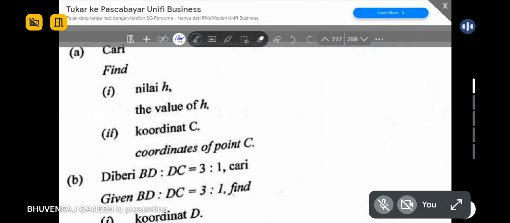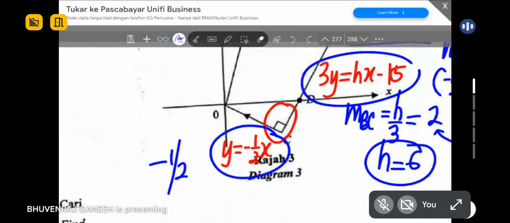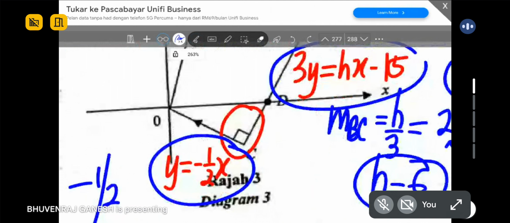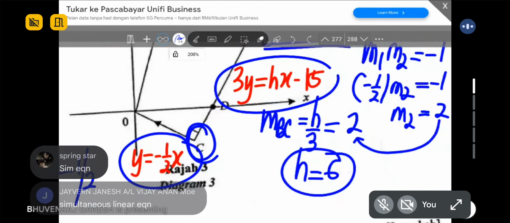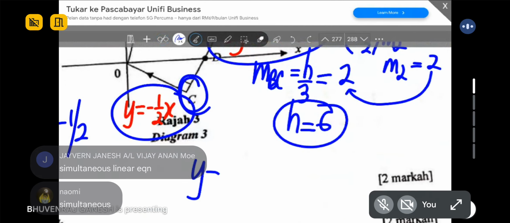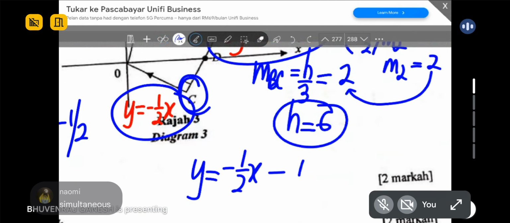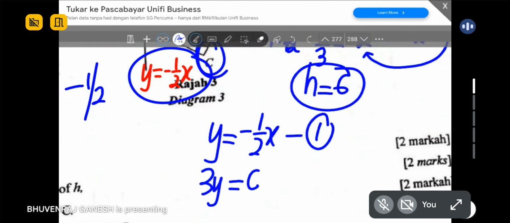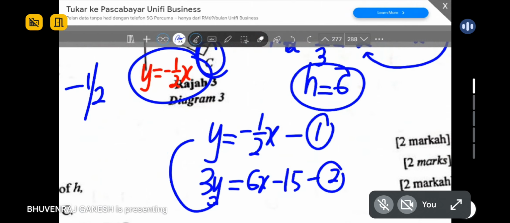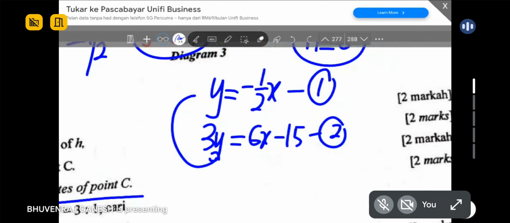Next one. Question asks coordinate of point C. So how to find coordinate of point C? Everyone, you see over here, C. So, what is the concept? C is the intersection point, titik persilangan. Yes, automatic. You guys do simultaneous lah. So y is negative half x, first equation. Second equation, 3y equal to hx minus 15. So you guys just substitute over here. Penggantian. Just use substitution method.